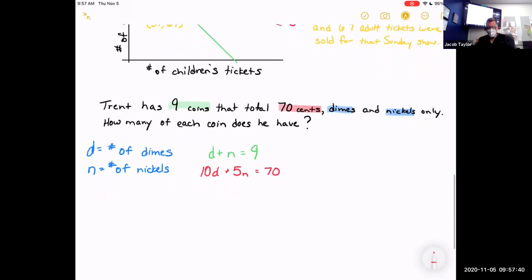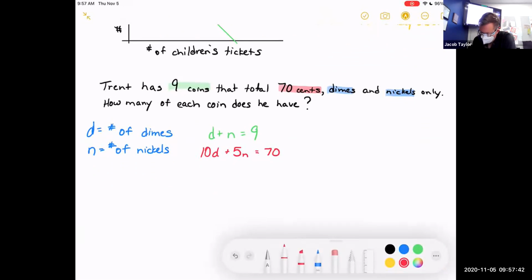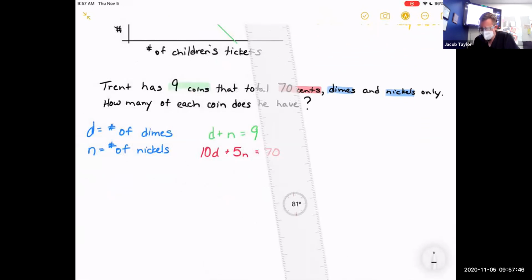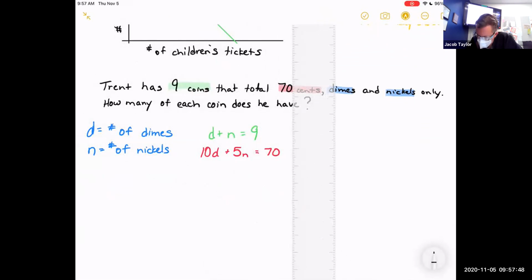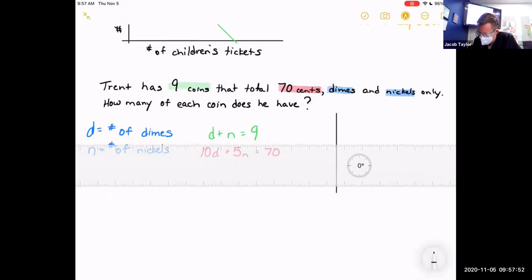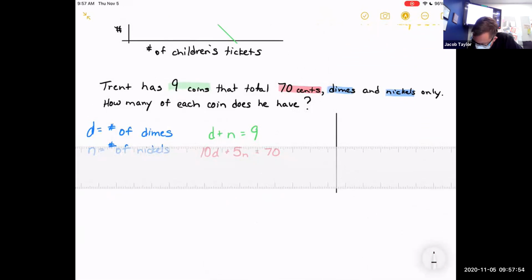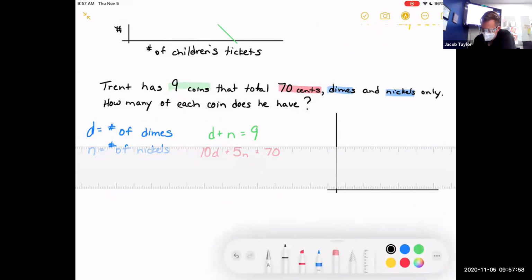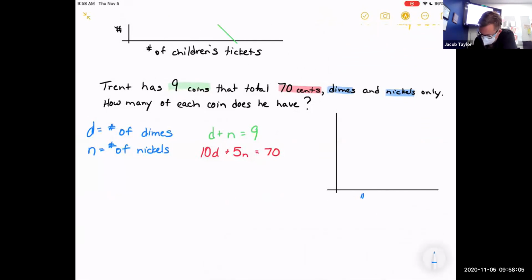Okay, so those are the 2 things that I'm going to graph. I am again going to do just the first quadrant because, as far as I know, you cannot have a negative amount of dimes or nickels in your hand. You could owe somebody dimes or nickels, I guess. Maybe that would be negative. It doesn't really matter whether you put dimes or nickels on the x-axis or the y-axis, so we'll just put number of nickels on the x.